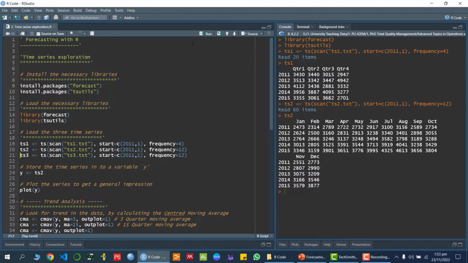Similarly, we have the TS. So I'm just reading the data, okay. This is also the monthly data. This is also the monthly data.